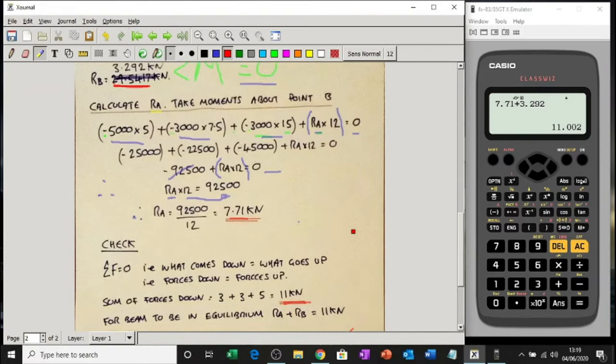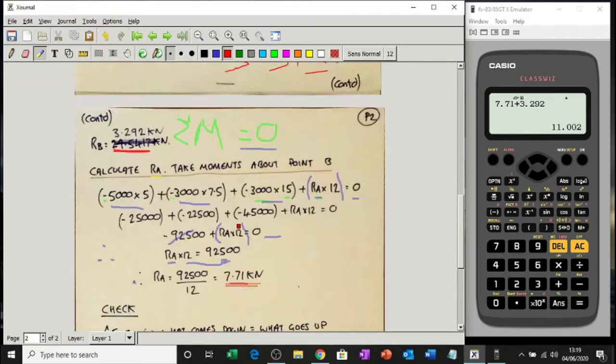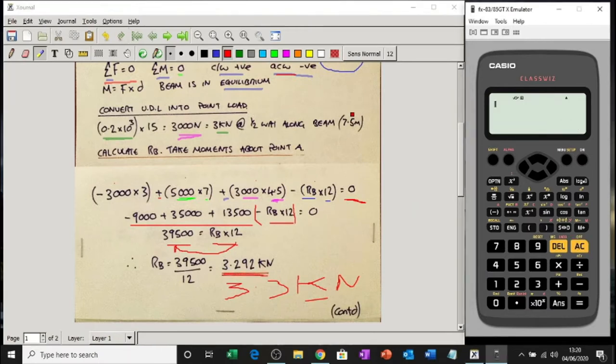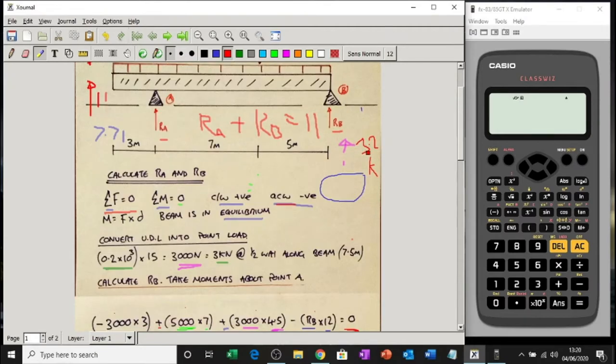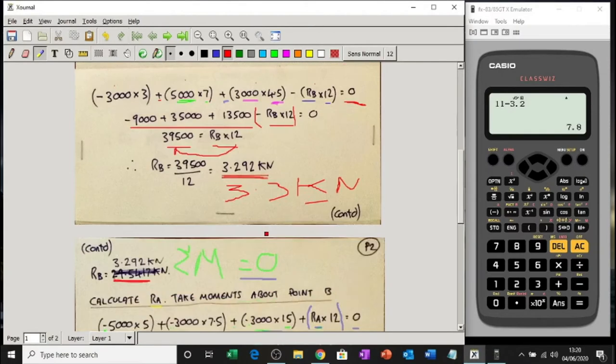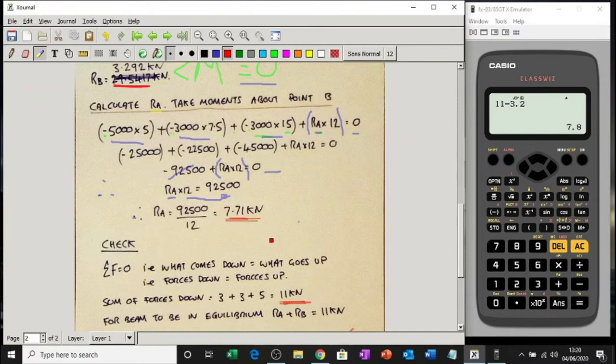Now, what you could have done to make it a lot quicker, which I wouldn't advise, is this. We worked out RB to be 3.2. So we know there's 11 coming down, which means there's got to be 11 coming up. If I take away 3.2 from 11, because RB is 3.2, RA is going to be the difference between 11 and 3.2. So I could do 11 take away 3.2, and that gives me RA, 7.8, 7.71. You can do it that way, and you'd be correct, it's just rounding errors.